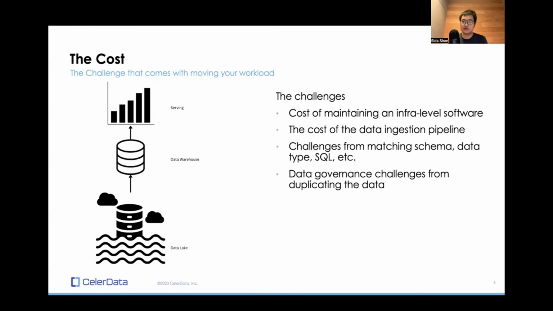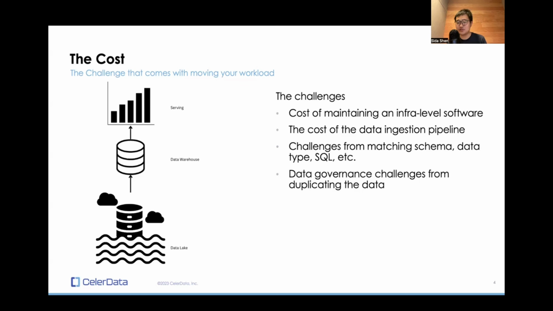First, you have to consider the cost of actually maintaining a data warehouse itself. It's infrastructure-level, stateful, big, uses a lot of compute, error prone, and it's very labor intensive as well as expensive to maintain. And you also have to consider the cost of the data ingestion pipelines, of which there can be thousands, and the process of writing your data from one file format to another. This is a very expensive and error-prone process, and very expensive to maintain.